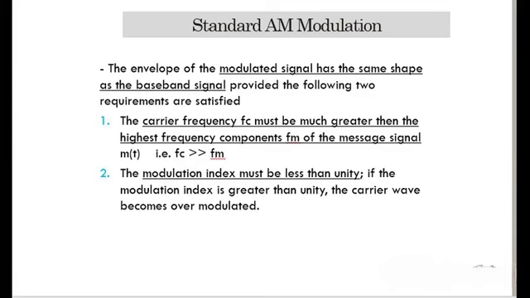The envelope of the modulator signal. The following two requirements are satisfied. The first one is that the carrier frequency Fc must be much greater than the highest frequency component. FM, the frequency of the message signal, is an example of Fc greater than Fm. The second one is that the modulation index must be less than unity. If the modulation index is greater than unity, the carrier wave becomes over modulated.